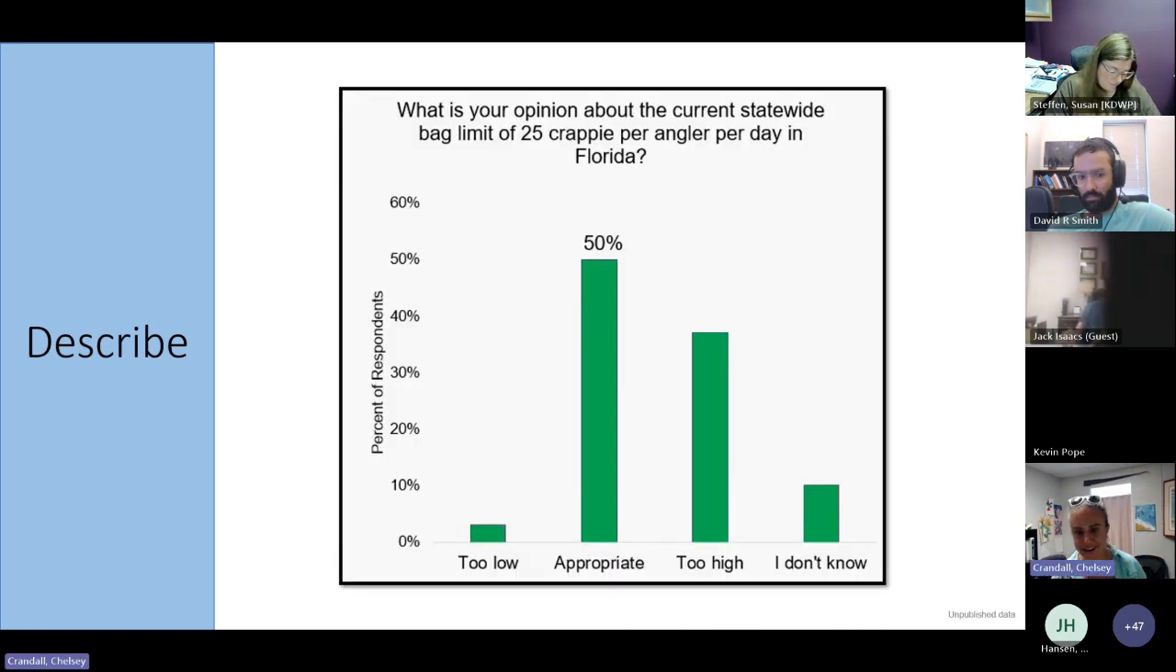Sometimes we want to better understand how people feel about management actions, management regulations, either that are already in place or maybe ones we're considering proposing. So for example, here we were looking at how people felt about the crappie bag limit. And this gives us insight into both how they feel about how things are now or how they might feel about certain changes if we were to, say, raise or lower the bag limit in Florida.